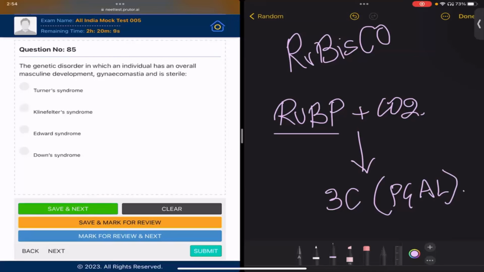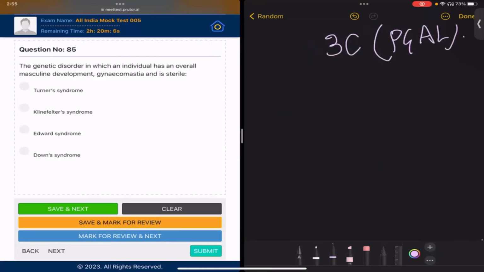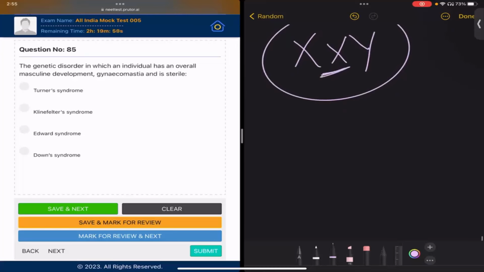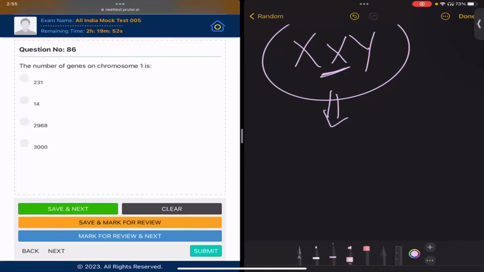Individual has overall masculine development, gynecomastia, is sterile. So this is a case of XXY, ठीक है. gynecomastia होगा due to एक extra X, ठीक है. तो ये होता है आपका Klinefelter syndrome. Moving on, the number of genes on chromosome 1 is, most number of genes 2968.